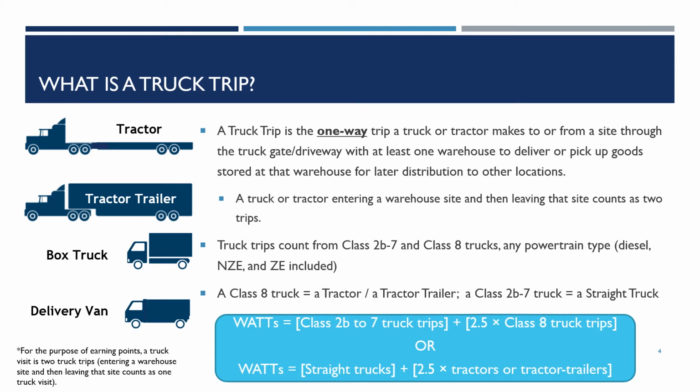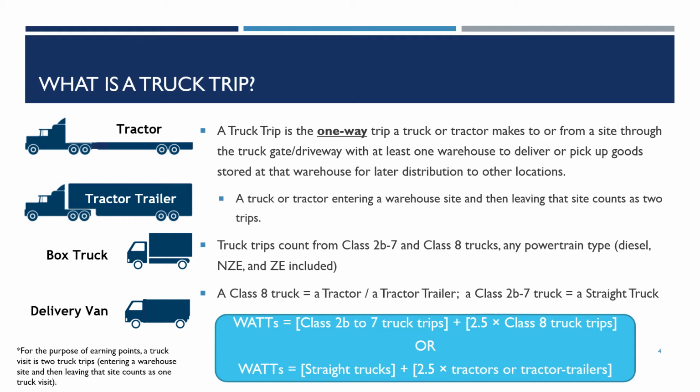A truck trip is a truck or tractor entering or leaving a warehouse site. One trip entering, another trip leaving. Truck trips count from Class 2B through 7 and Class 8 trucks of any powertrain type, including diesel, near zero emission, and zero emission engines. Truck trip counts will need to differentiate between Class 2B through 7 and Class 8 trucks. This is necessary for the watts calculation needed to determine the WPCO.